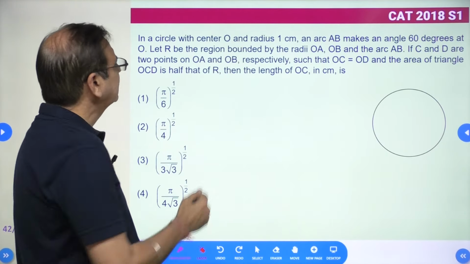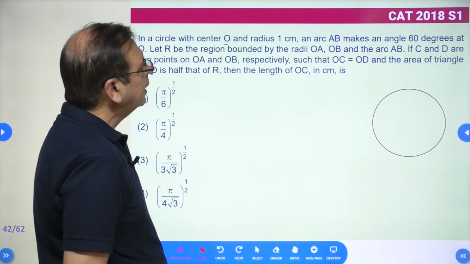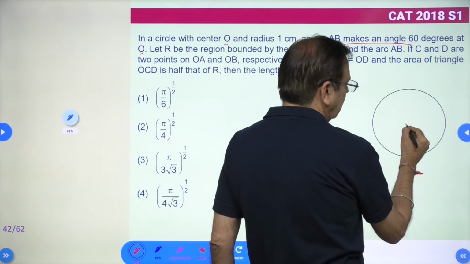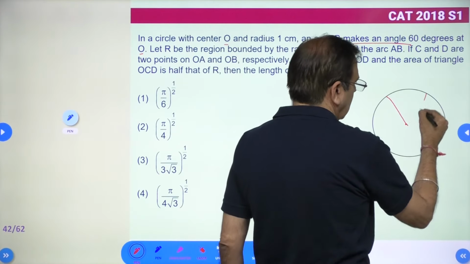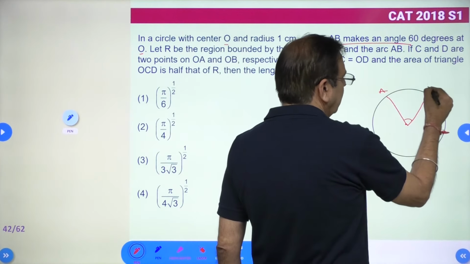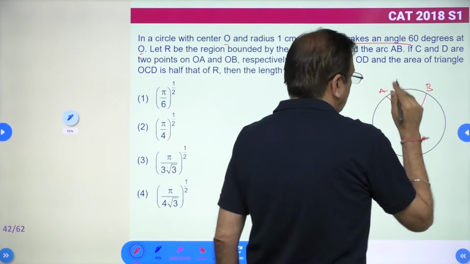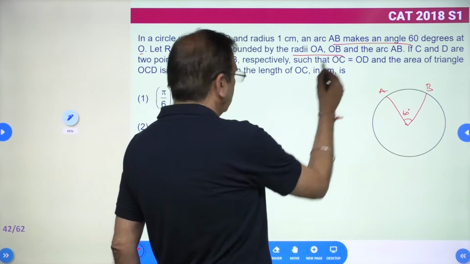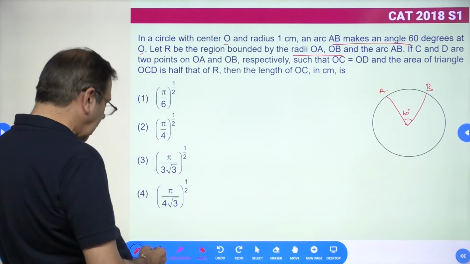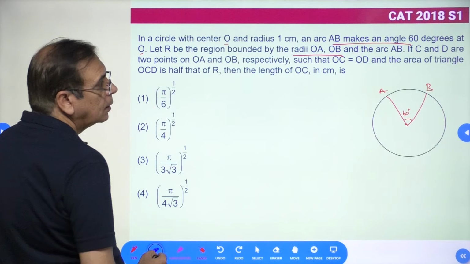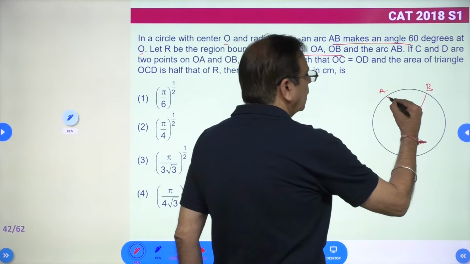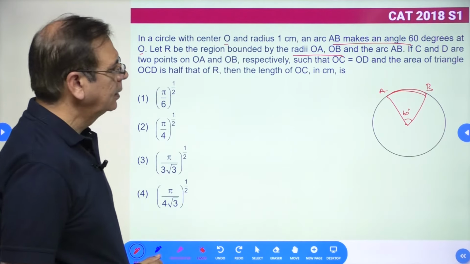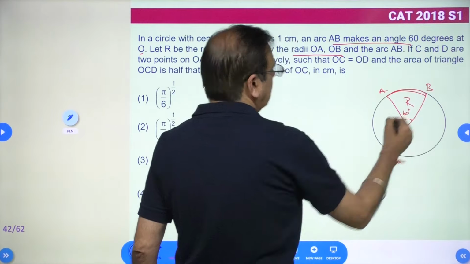In a circle with center O and radius 1 centimeter, arc AB makes an angle of 60 degrees at O. So, this is my center, and this arc AB makes an angle of 60 degrees. Let R be the region bounded by the radii OA and OB. So what is R? R is nothing but this particular area, bounded in here. This is nothing but R.